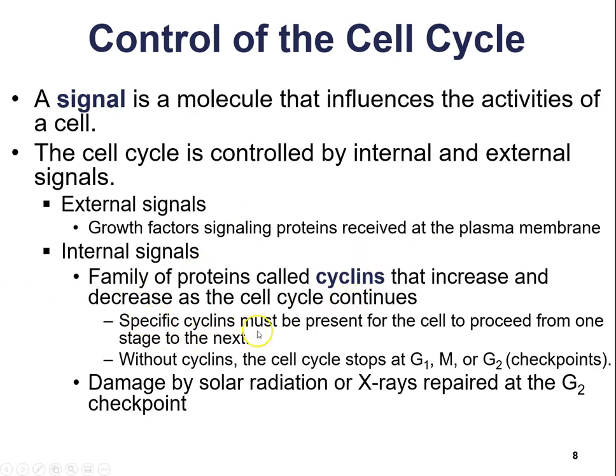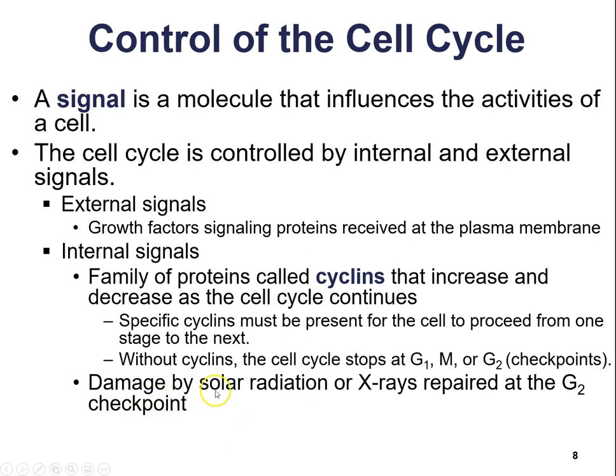So it says specific cyclins must be present for the cell to proceed from one stage to the next, okay? If those cyclins aren't around, the cell will stop at those checkpoints and stay within some of these phases. So they are necessary to progress through that cell cycle.